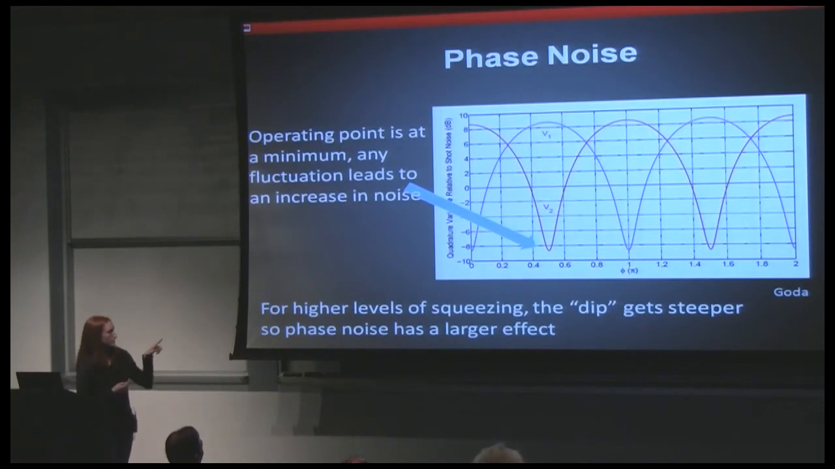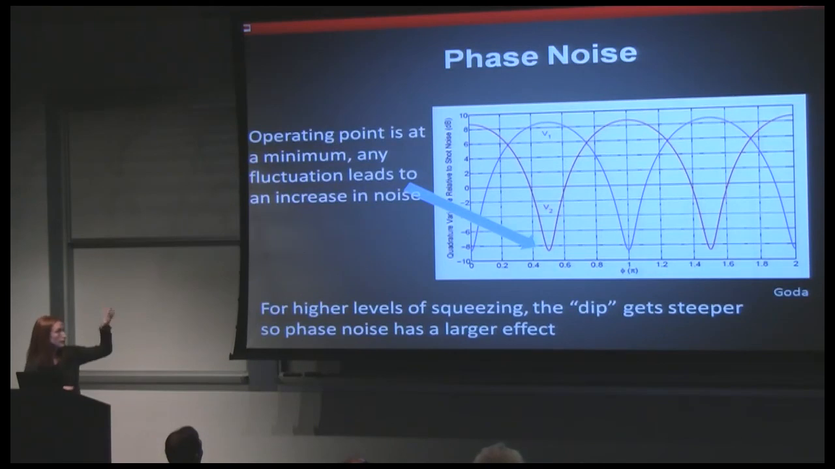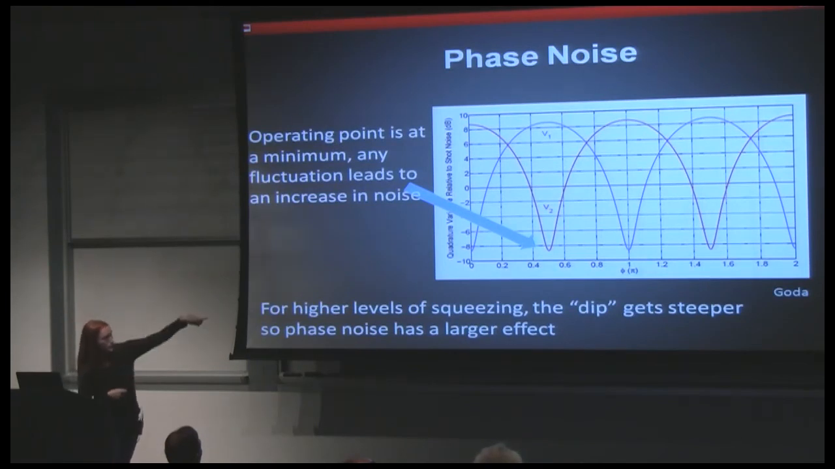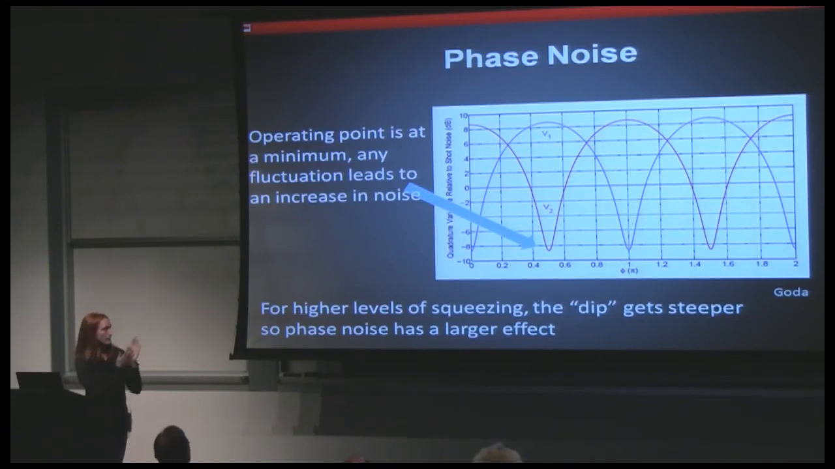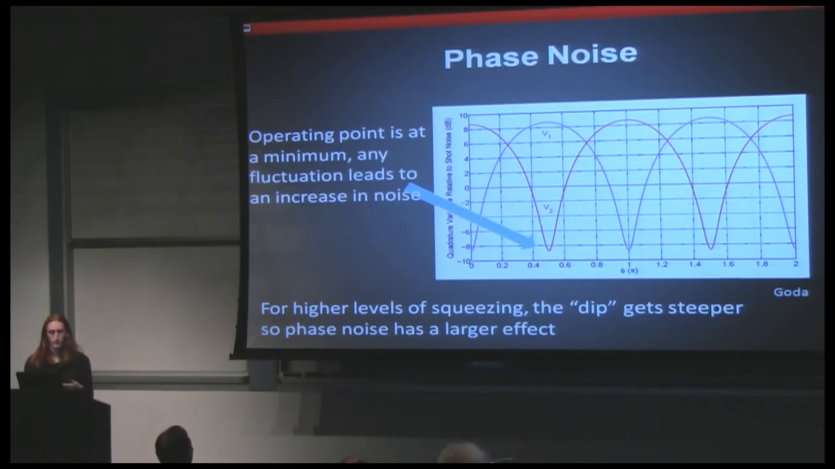This plot just has squeezing angle on the horizontal axis and then variance on the vertical axis. So we lock to the minimum, to the bottom of that dip, and so any variation, no matter what frequency it's at, will add noise to the spectrum. And the higher the level of squeezing that you have, the steeper that dip gets, so the effect of phase noise becomes higher.